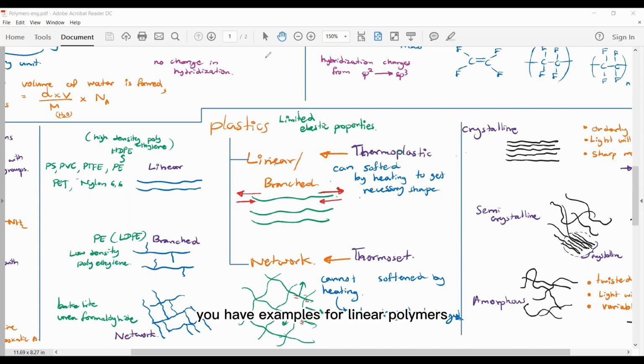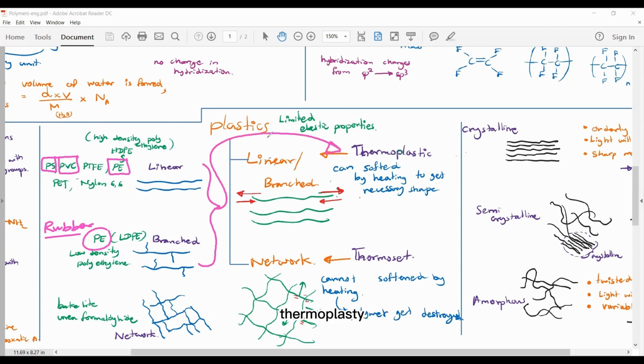And then on the other side, you have examples for linear polymers, branched polymers and network polymers. By simply examining those examples, you can understand what the answer is. So here we have polystyrene, PS, polyvinyl chloride, polyethylene, whether low density or high density. All of those are linear polymers, and I haven't included rubber here. Rubber is also a branched polymer. So all those things will be thermoplastic. You can change their shape by heating.